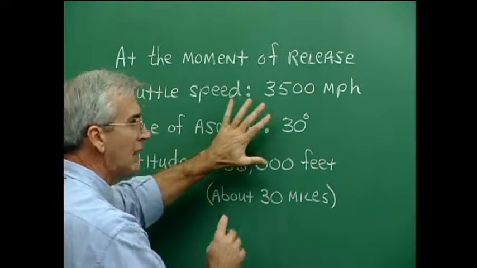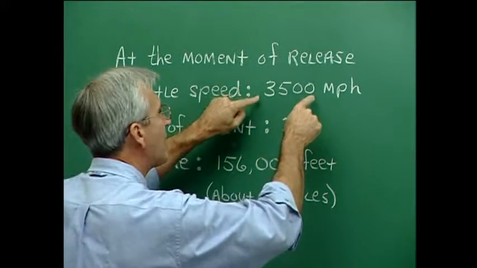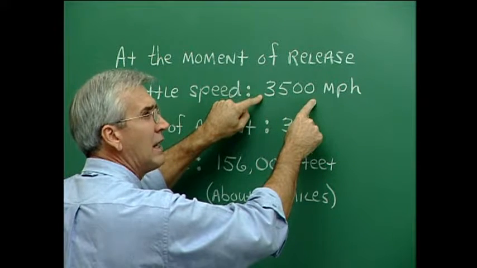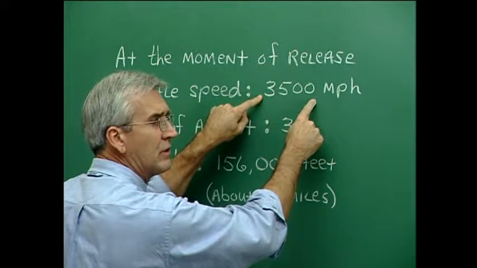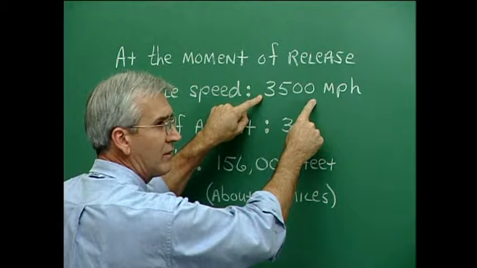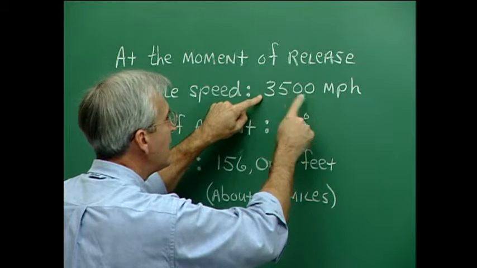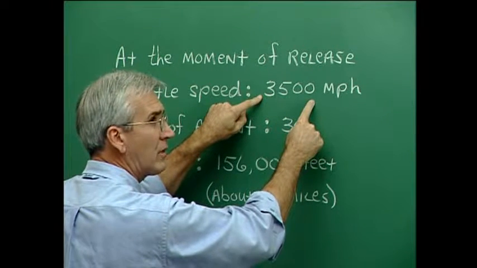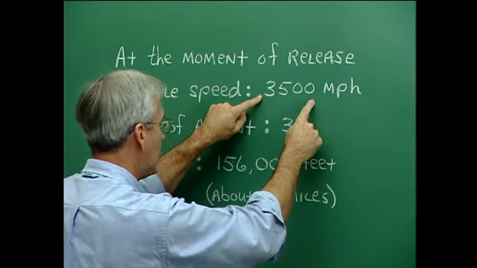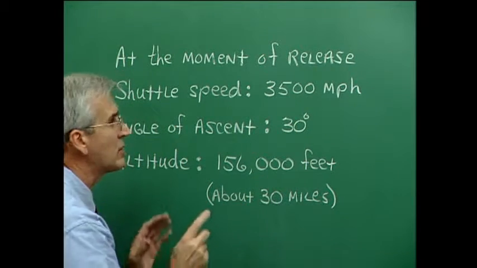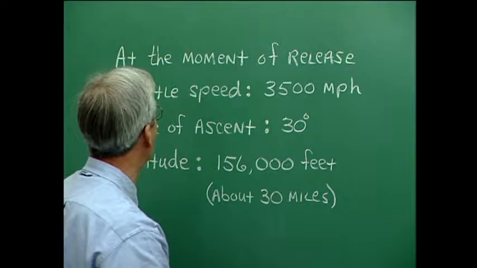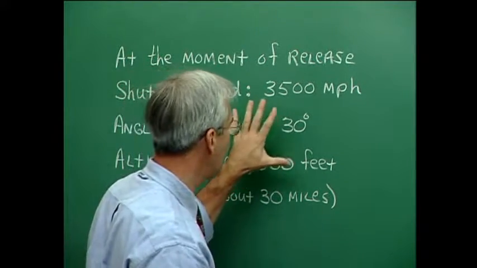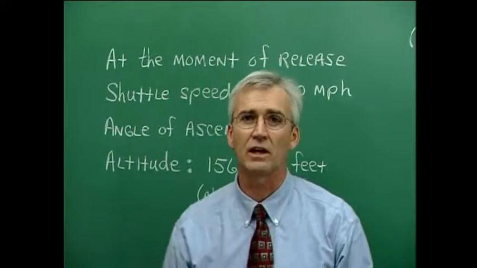In 2 minutes, the shuttle is going 3,500 miles per hour. Now that's many times the speed of jetliners. Jetliners travel 500, maybe 550, and this is 3,500 miles per hour in 2 minutes, and then 30 miles high. I mean, this is really an impressive set of information about the space shuttle.